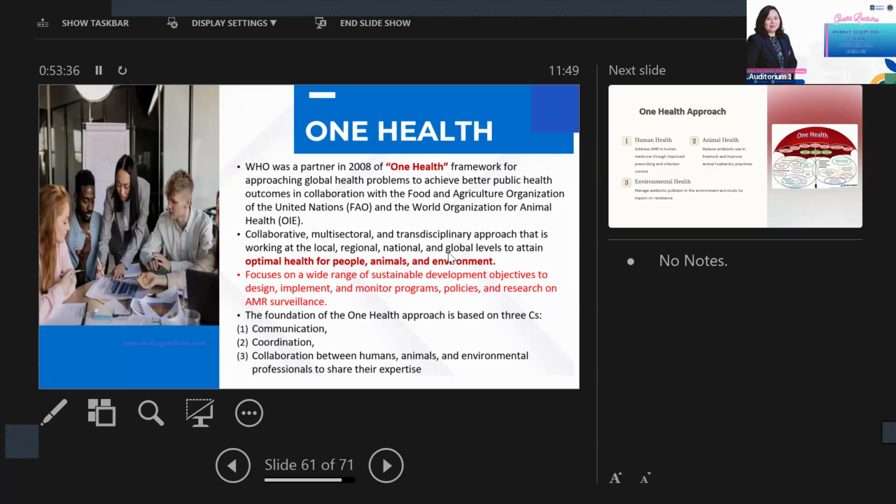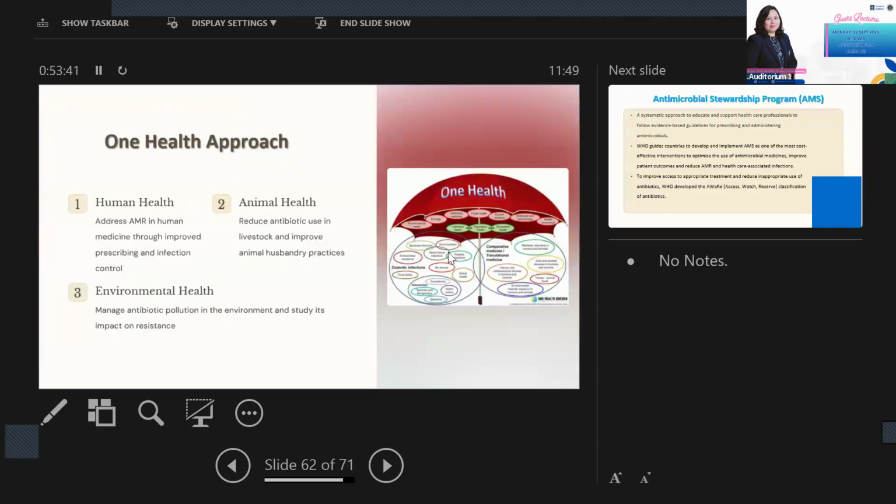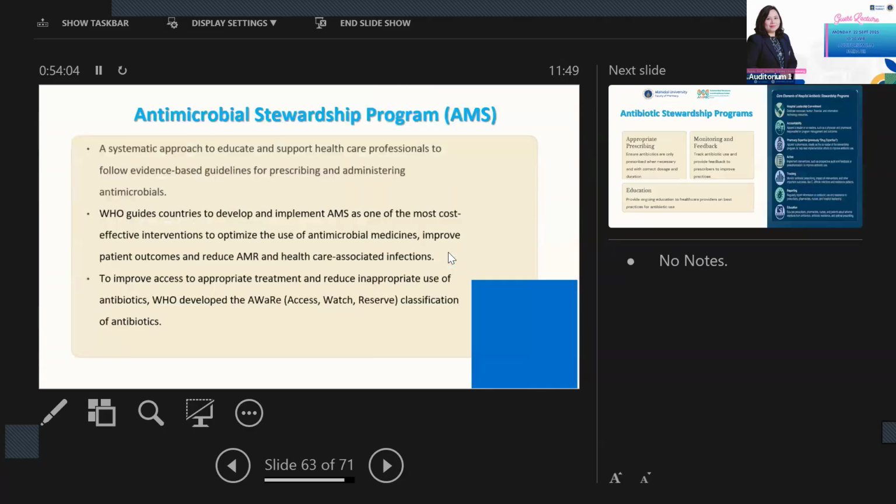Okay. So this is a big project all over the world now. But if you look at the approach here, we have to address antimicrobial resistance in human health. We have to reduce antibiotic use in animals and livestock, and also in the environment. No pollution, no spread of drug resistance in the environment. Okay, so One Health policy is the big project that WHO works on globally.